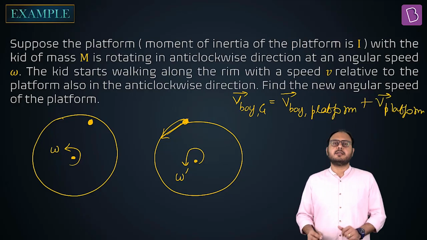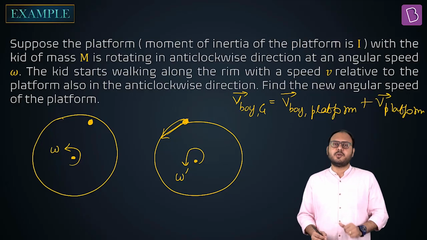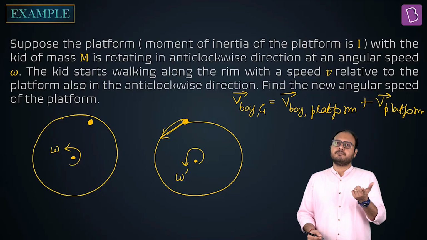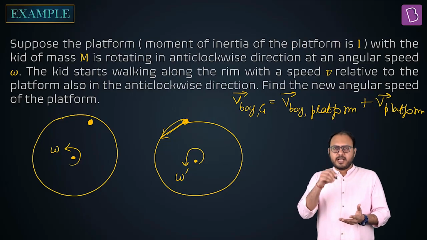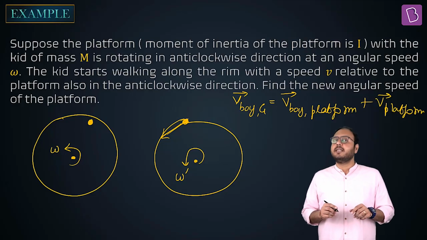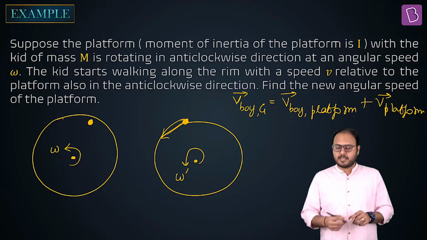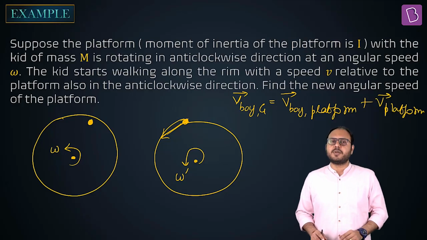You are absolutely right, sir. But sir, platform ka velocity matlab it's a rotating. The point where the boy is standing, what is the velocity? Omega dash r. Why omega dash r? V equal to omega r. So the point where the boy is, the spot where the boy stands, it is not stationary. It's going with omega dash r. Sir, question. Why omega dash r? Why not the previous omega r?